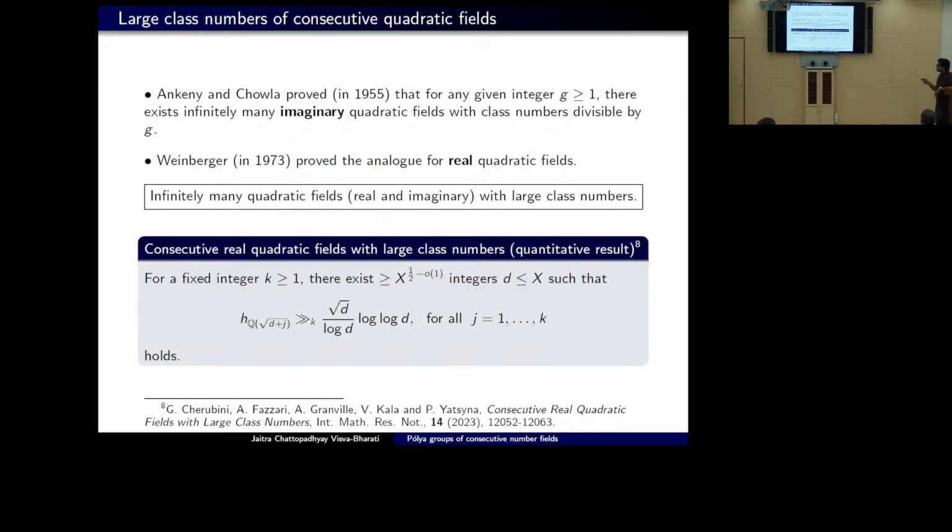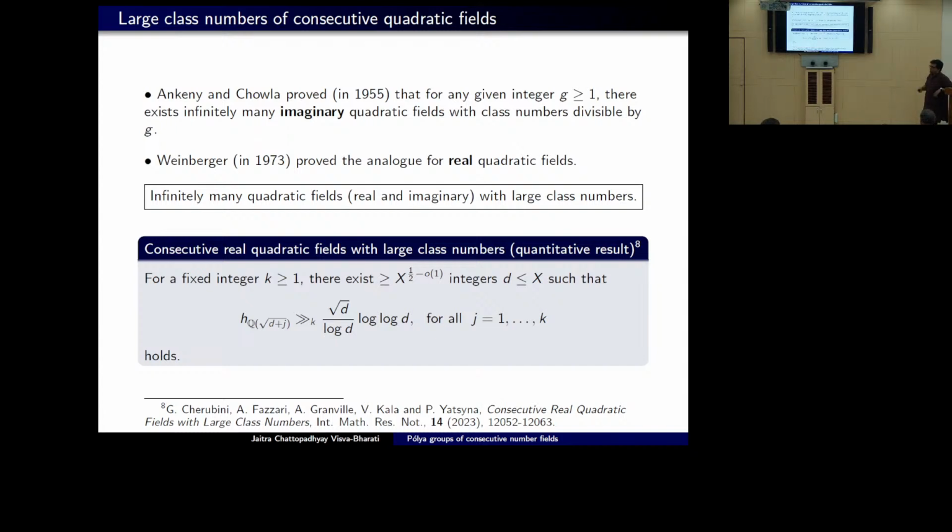So very recently, in 2023, a group of mathematicians proved that for any fixed integer k, there exist at least x^(1/2 - o(1)) many integers d less than or equal to x, such that the class numbers of all these quadratic fields Q(√(d+1)), Q(√(d+2)) up to Q(√(d+k)) are all bigger than √d log d upon log d.